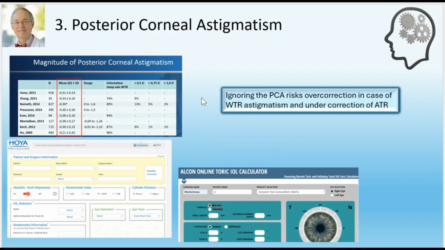And the other thing is that do not ignore the posterior corneal astigmatism. Rely on a toric calculator that helps you to account for the posterior corneal astigmatism if you have not measured it, or if you do not have a system of measuring it. So in the Hoya toric calculator, you can always keep the Abulafia-Koch regression on if you do not have the measured posterior corneal values. The Alcon toric calculator, if you are checking the biometry, the Barrett one, is automatically going to theoretically compensate for the posterior corneal astigmatism.